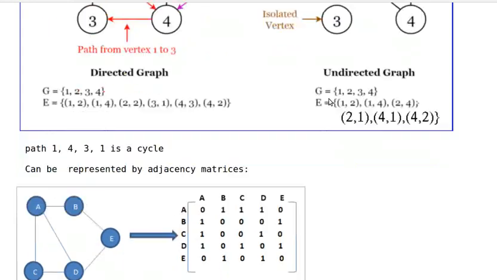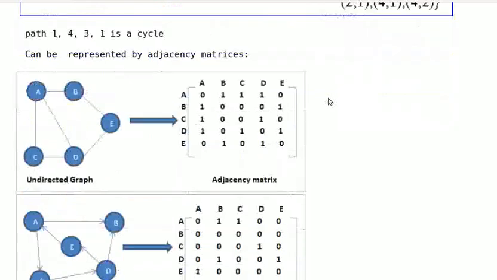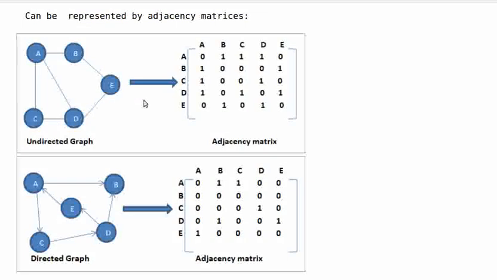A graph can be represented by an adjacency matrix. This is an undirected graph with vertices A, B, C, D, and E. The corresponding adjacency matrix is shown here. We use a 1 to denote an edge connecting two vertices and a 0 to represent no edge connection between two vertices. So, the entry for AA is 0, AB is 1, AC is 1, and so on. The matrix is symmetric. As you can see, BA and CA are also 1. AE is 0, so EA is also 0.